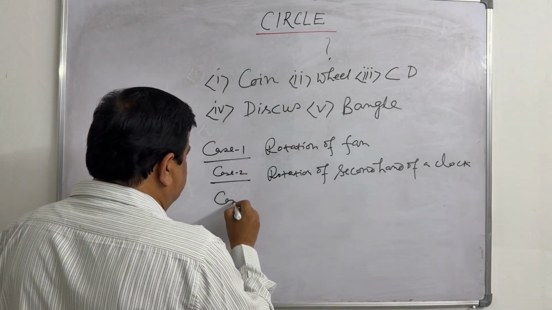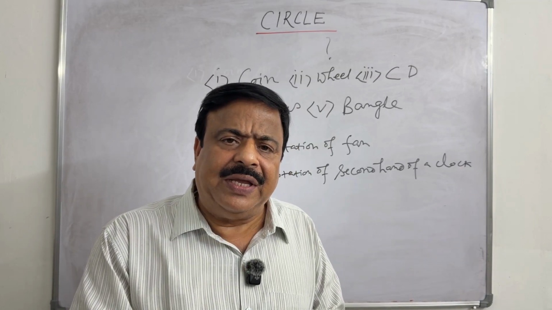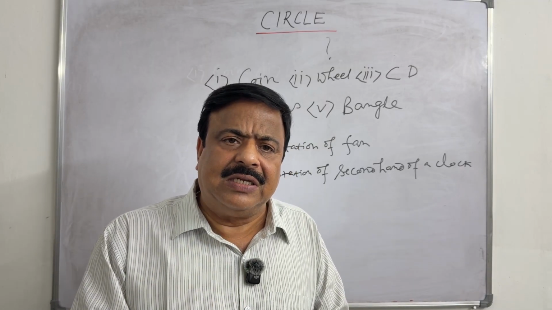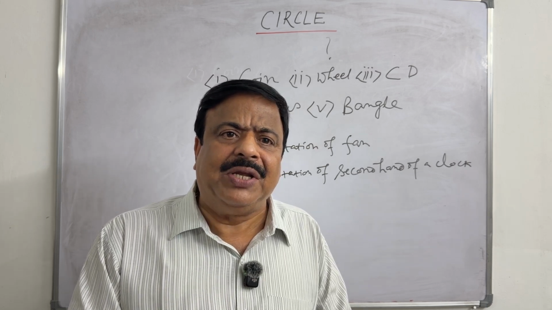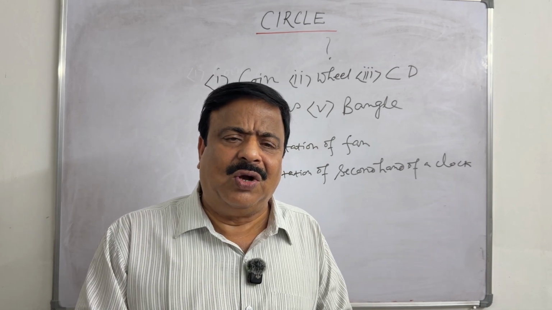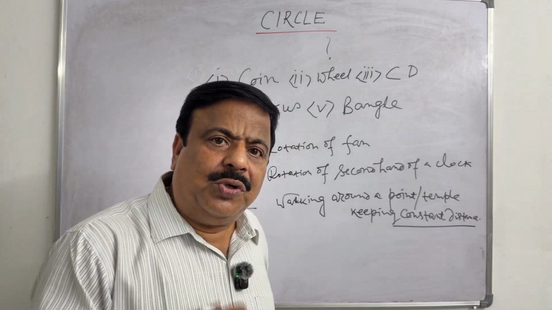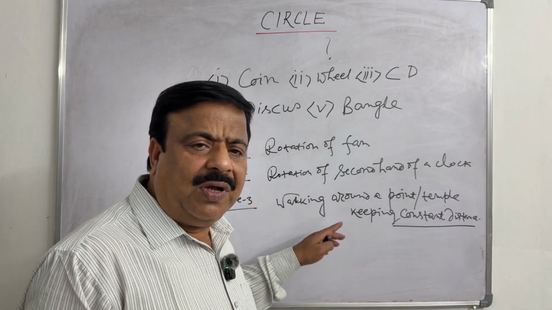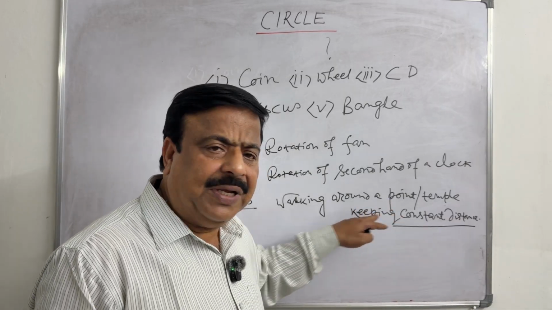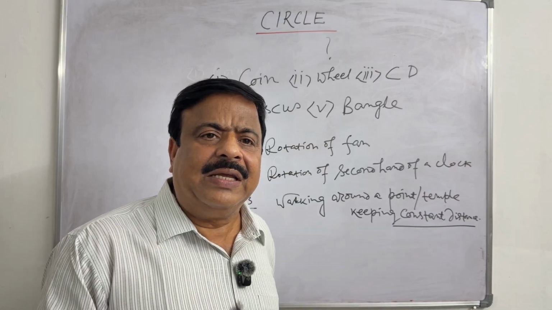Say case 3, if you walk around a temple in such a way the distance between the temple and you is always remaining constant, then what will be the path traced by you? That will be circle. So your path in this third case, when you are walking around a temple keeping same distance from the temple, will be obviously a circle.